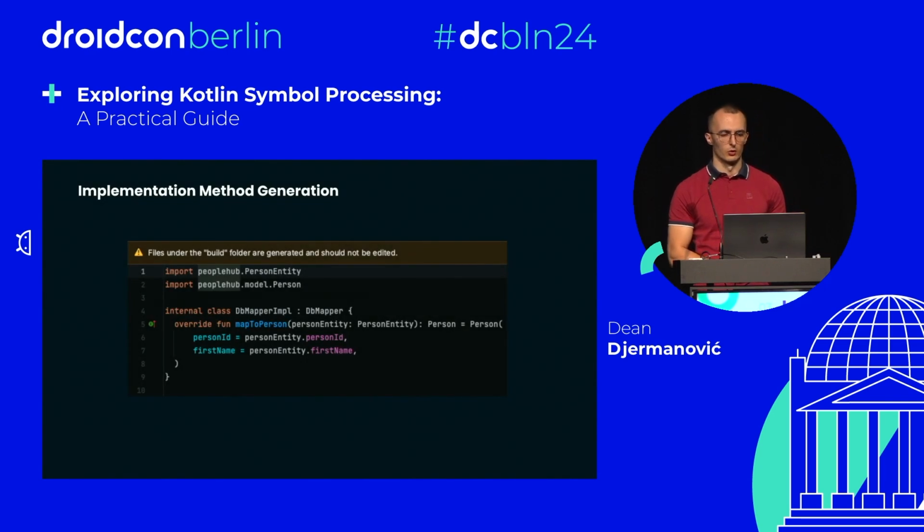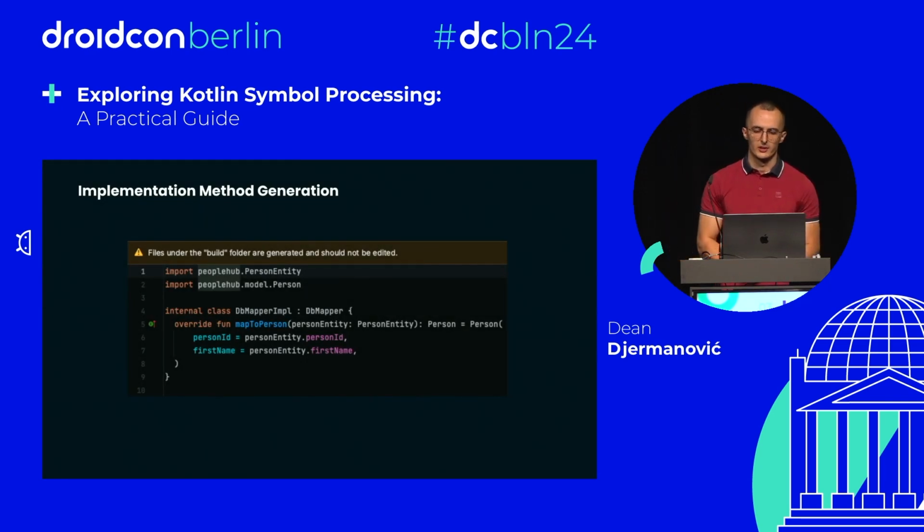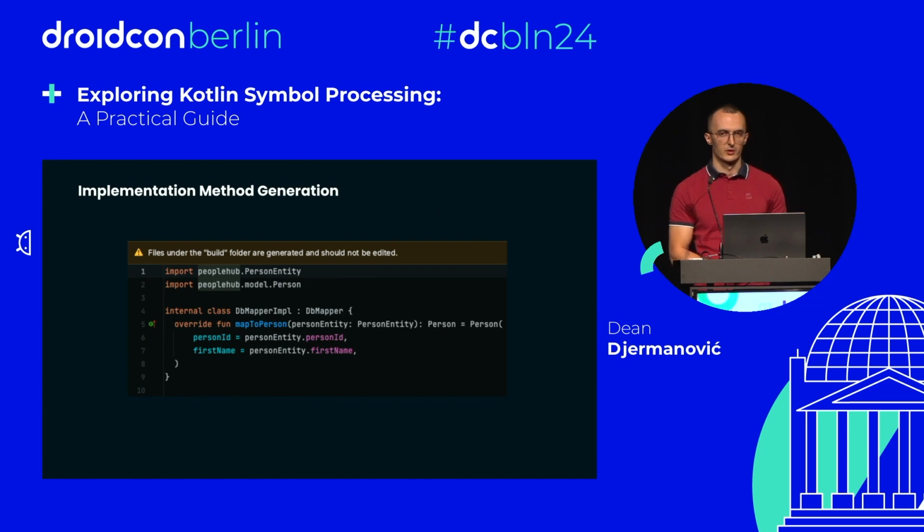And if we build our code now, we're going to see that generated dbMapper implementation class overrides map2person method from interface, and it contains the actual mapping logic. And this is how we automate the mapper creation using KSP based on annotations in our code in native Android project.